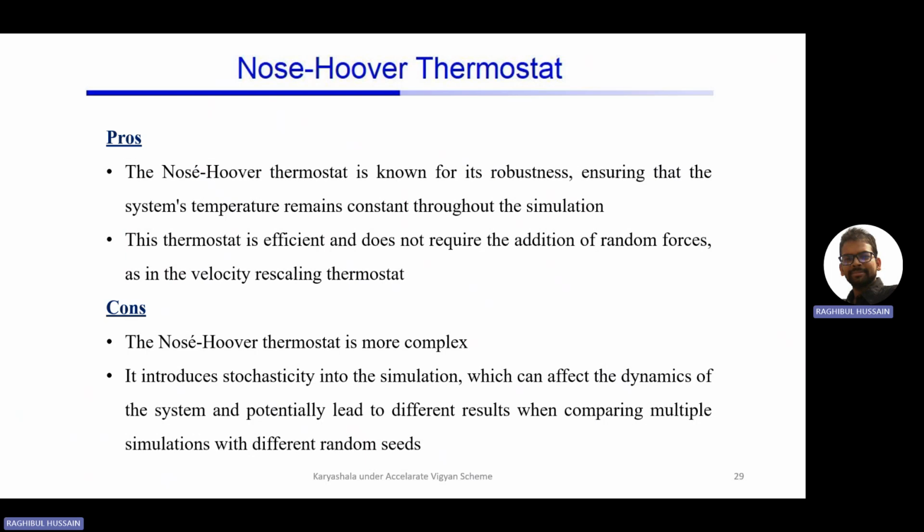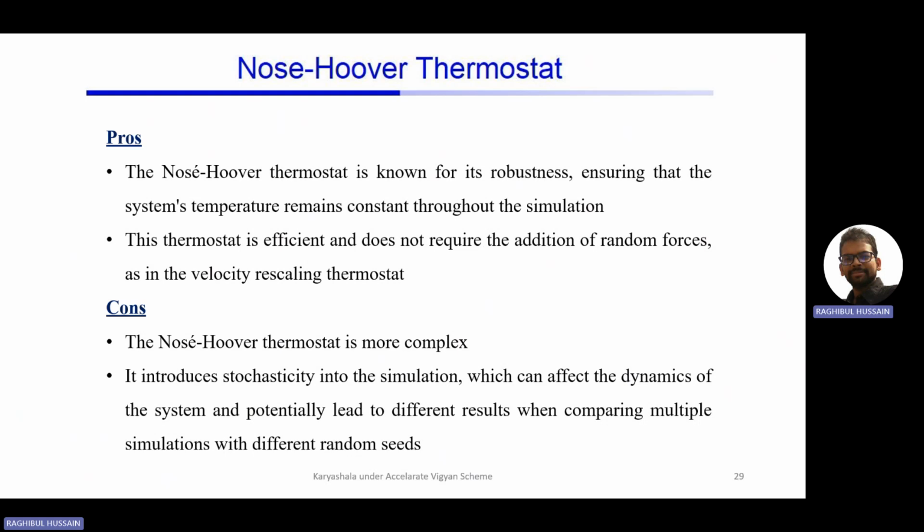The disadvantages are that this is more complex and it introduces stochasticity or randomness into the simulation, which can affect the dynamics of the system. And therefore, it can potentially lead to different results when comparing multiple simulations with different random seeds. So that's why when you generate a new geometry and start the triplicate simulation, always change the random number as well, to get a different seed. So far, up to this point is for the thermostat.